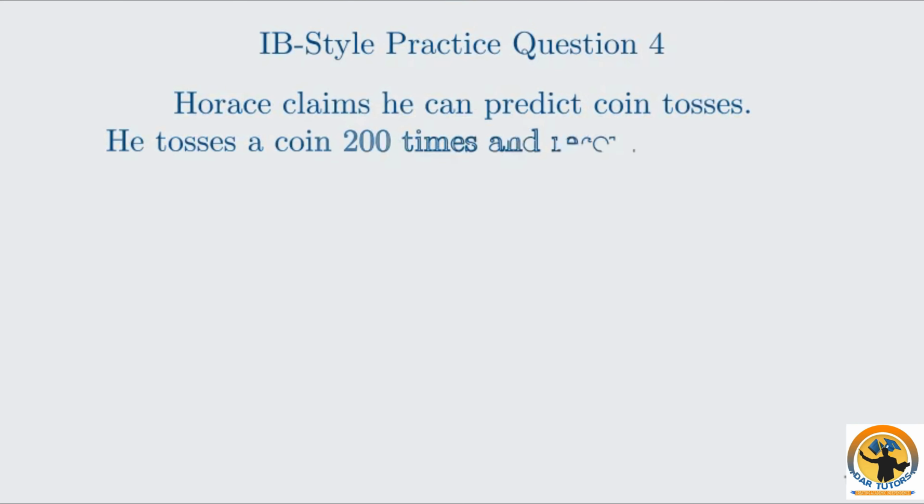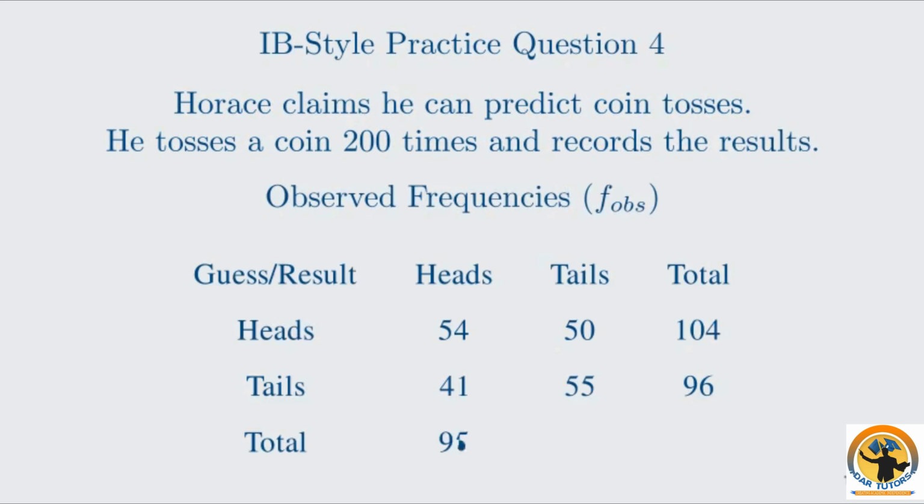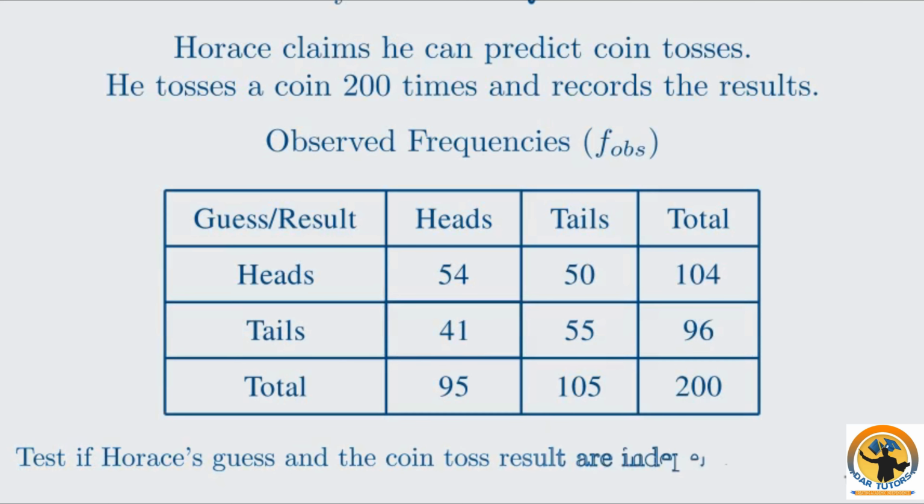This is important because it will require the use of Yates's continuity correction. The table shows his guesses against the actual result. For example, he guessed heads 54 times, and it actually was heads. We need to test at a 5% level of significance whether Horace's guess and the coin toss result are independent. This is a test for independence.